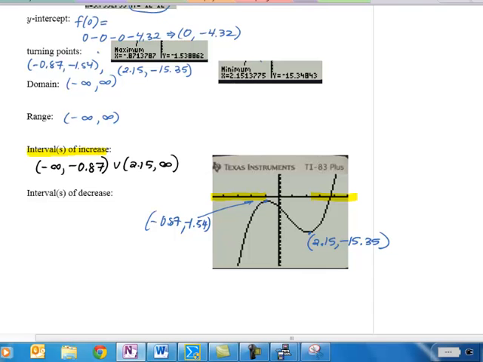And then the interval of decrease, there's just 1, and I'll highlight that in blue here. That's going to be from the relative max point to the relative min point. So the x interval would be negative 0.87 to 2.15.